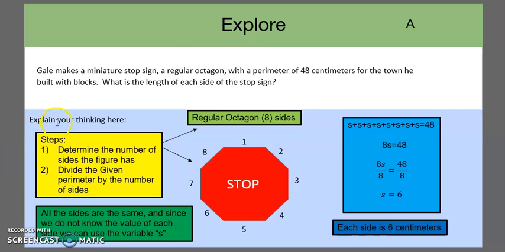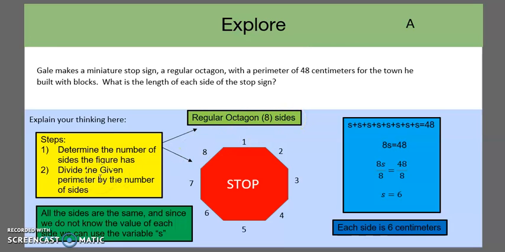Okay, when working through this type of problem, it's important to read the problem to get an understanding of what it's talking about. From here, we want to develop a plan and steps to get to our answer. The first step is to determine the number of sides the figure has. Since we're dealing with an octagon, it is an 8-sided figure. It's helpful to have a diagram, and we can count the sides of the figure. Again, a regular octagon has 8 sides.